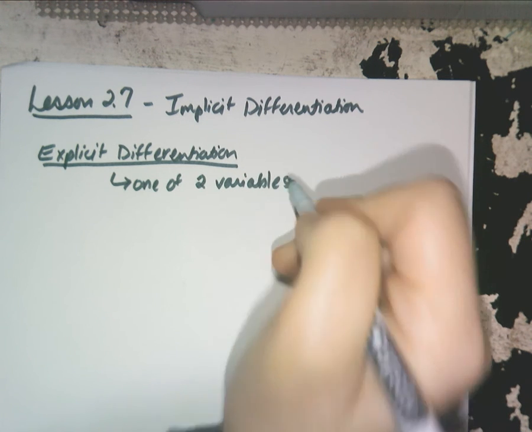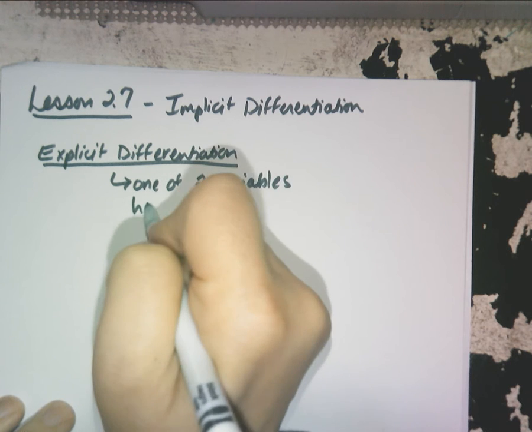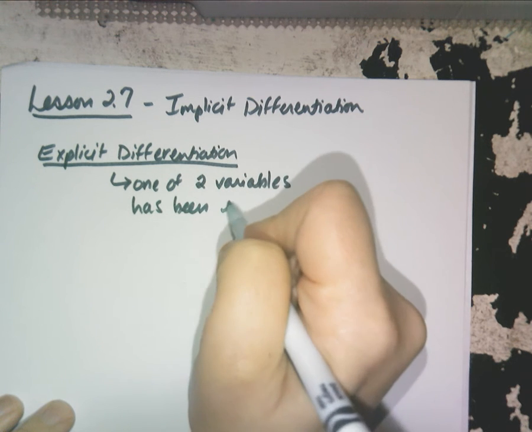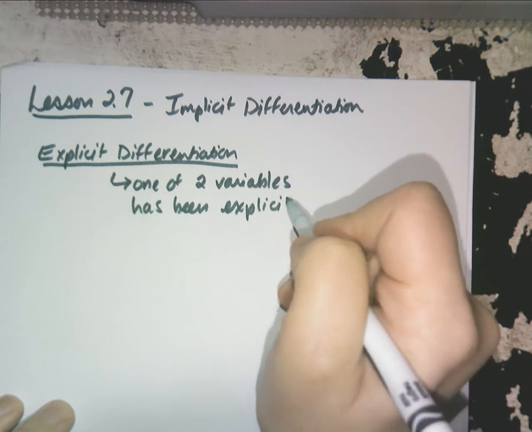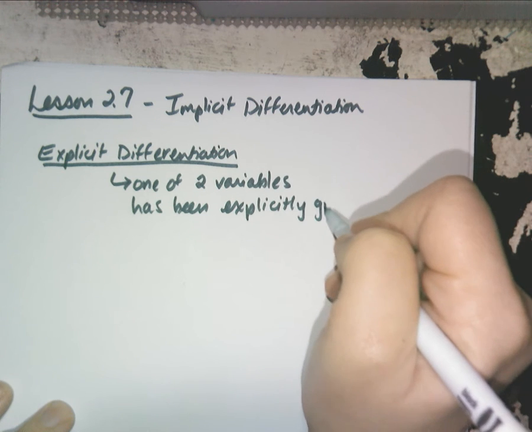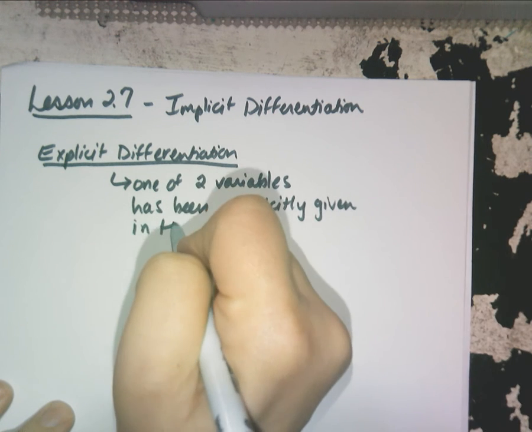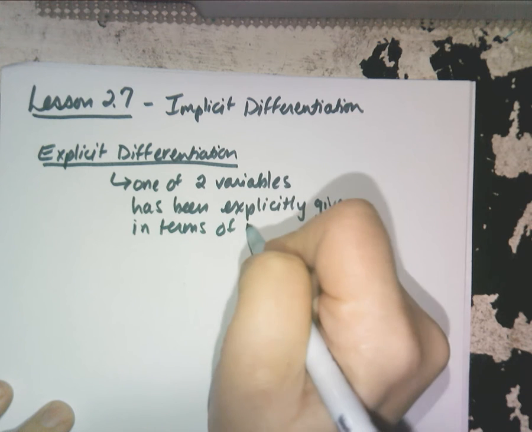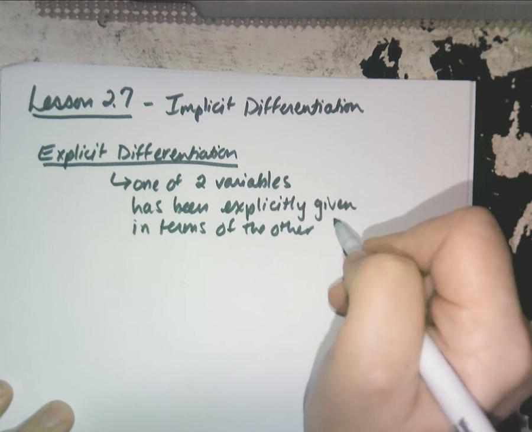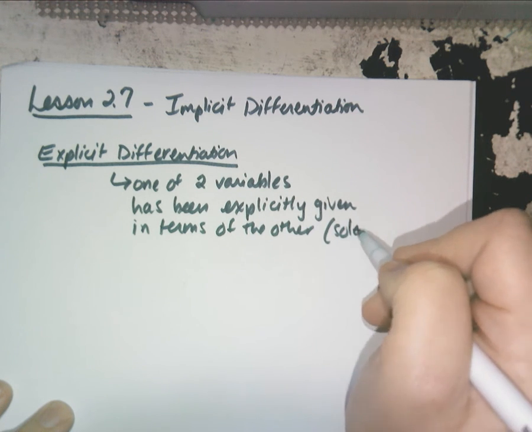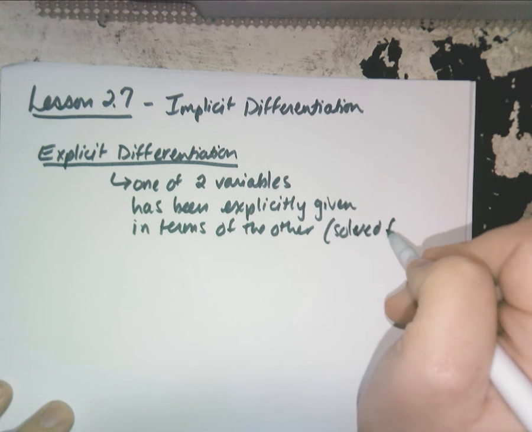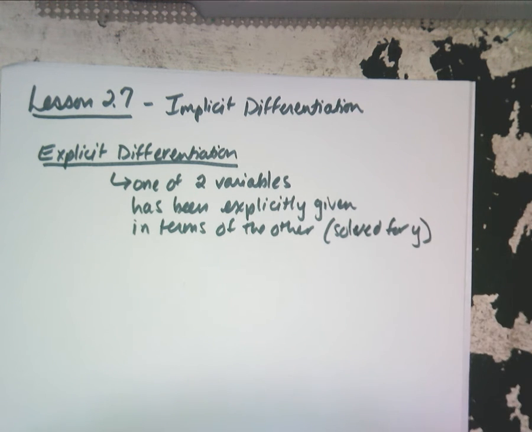So what you do when you're doing explicit differentiation is one of the variables, you always have two variables, x and y, has been explicitly given in terms of the other. Meaning one of them has been solved for y. That's what we've been doing. I've just given you all the functions. If you've noticed, everything has been y equals, or that's what you would solve it for y and then take the derivative of it. It was just so nice and easy for you.